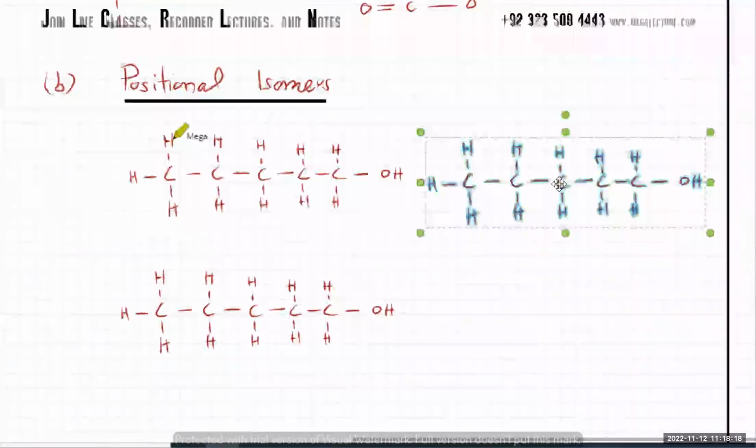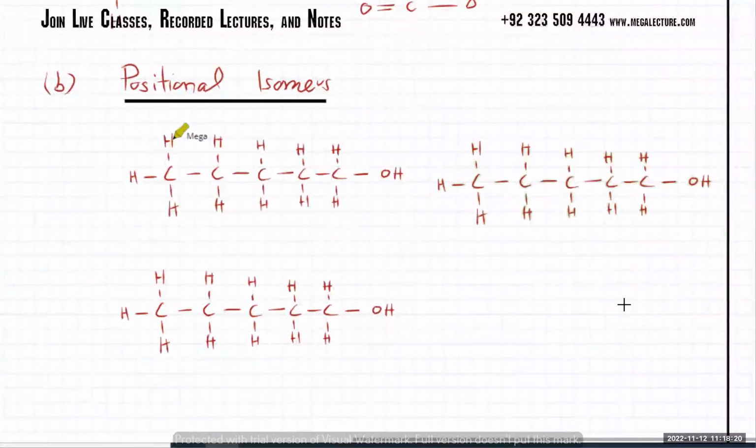Okay, so I've drawn these 5 molecules, and all I'm going to do is, okay, the first one, the OH is at carbon number 1. Okay, in the second one, I'm going to put the OH on carbon number 2. Okay, so I'm going to put the OH over here. So it's at carbon number 2. And in the third one, I'm going to put the OH on carbon number 3.